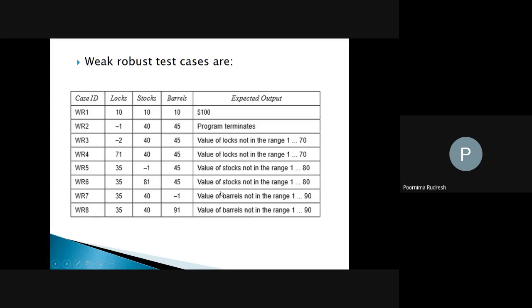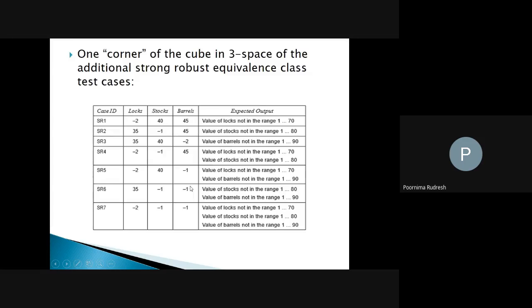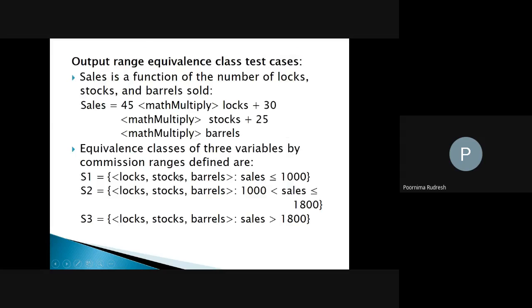See here, this is for the weak robust test case, and this is for the strong robust. So in the strong robust, we are considering all possible test cases.